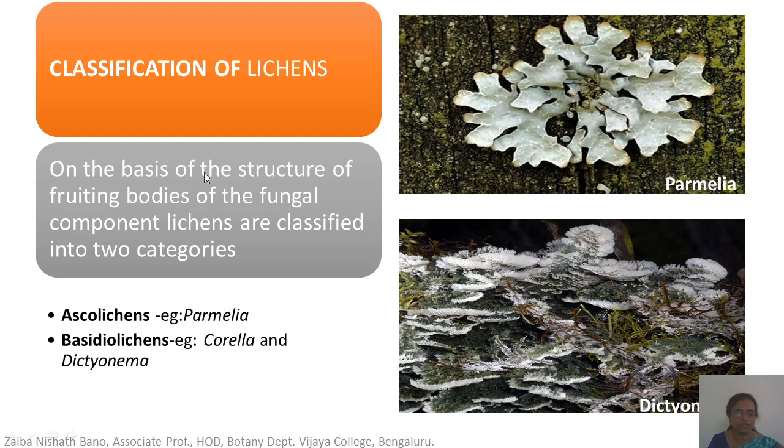Now, let us move on to the classification of lichens. There is no natural system for the classification of lichens. On the basis of the structure of the fruiting bodies of the fungal component, lichens are classified into two categories. Ascolichens, example Parmelia. You can see the composite thalloid structure of Parmelia here. Basidiolichens: when the fungal partner belongs to the class Basidiomycetes of fungi, the lichens are called basidiolichens. Examples, Corella and Dictyonema. You can see some Dictyonema species growing here. So, Dictyonema is a basidiolichen.